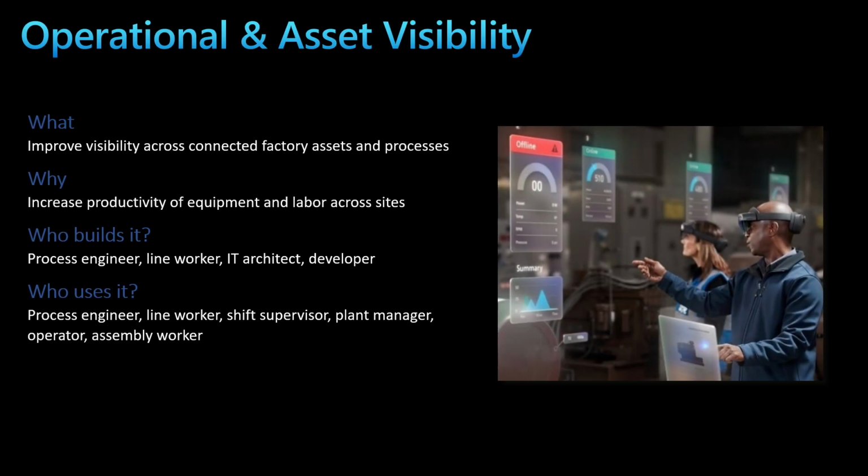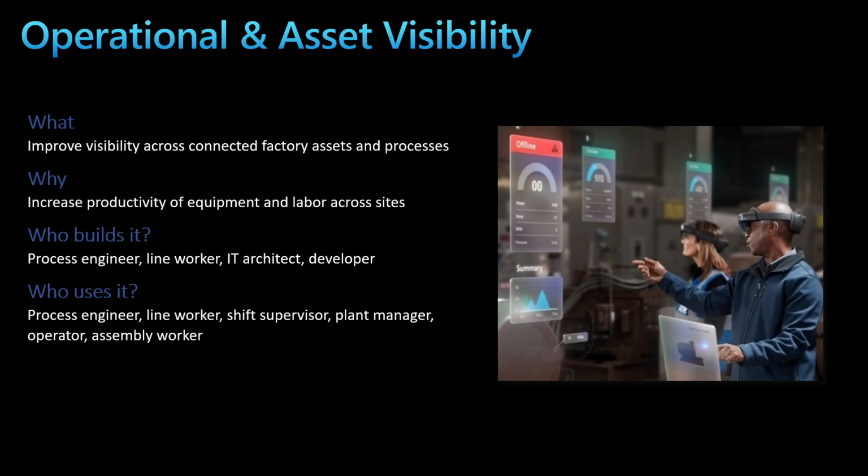So let's discuss the business outcomes. The first of them is operational and asset visibility, which is about improving visibility across connected factory assets and processes, offering the workers the data they need when they need it, increasing their productivity, as well as the productivity of the equipment across all the sites, learning from one site, applying in another one.